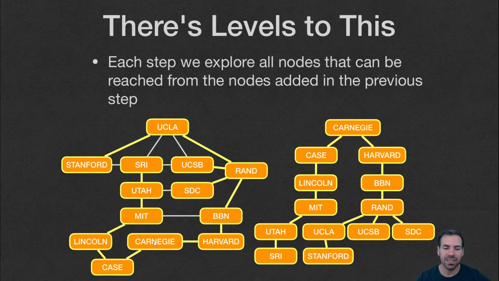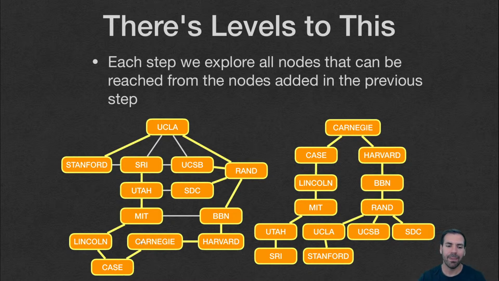Now we broke some ties here, so there are multiple paths. We have 1, 2, 3, 4, 5, and so on for each of them. We have multiple paths of length 5, but we're never going to find a path of length less than 5.